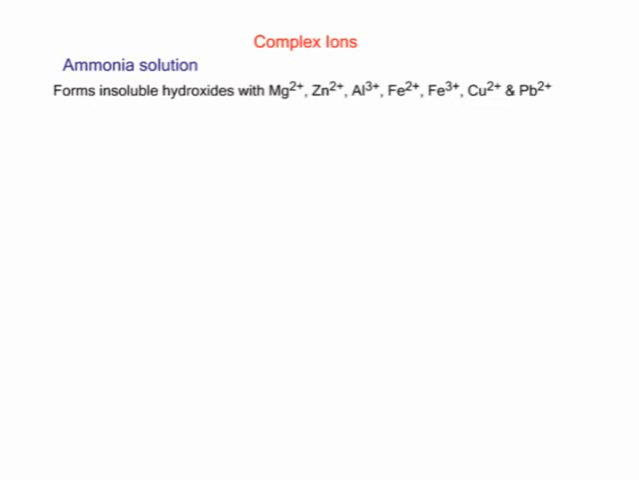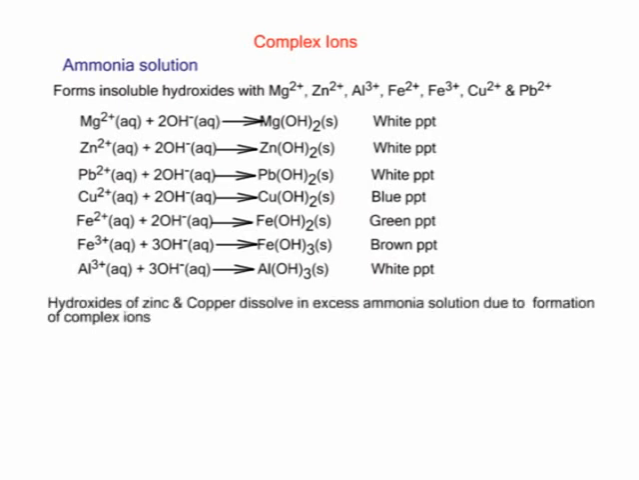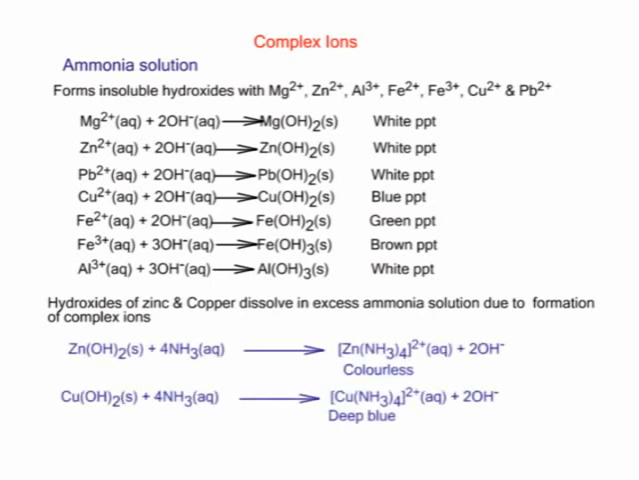When ammonia solution was used in place of sodium hydroxide, again insoluble metal hydroxides are formed in the same way. However, the hydroxides of zinc and copper dissolve in excess ammonia solution because of the formation of complex ions shown by these equations. The copper forms a deep blue solution. It is observed that it is only zinc hydroxide that dissolves in excess of both sodium hydroxide and ammonia solution.